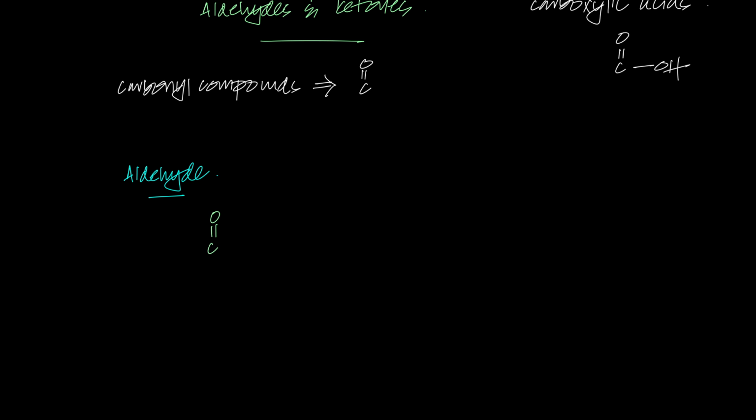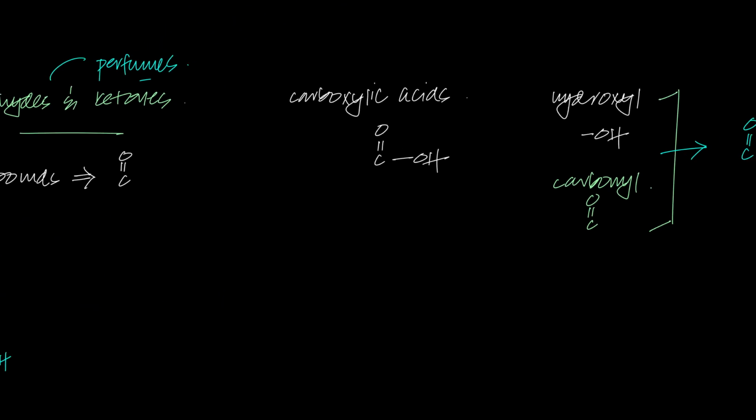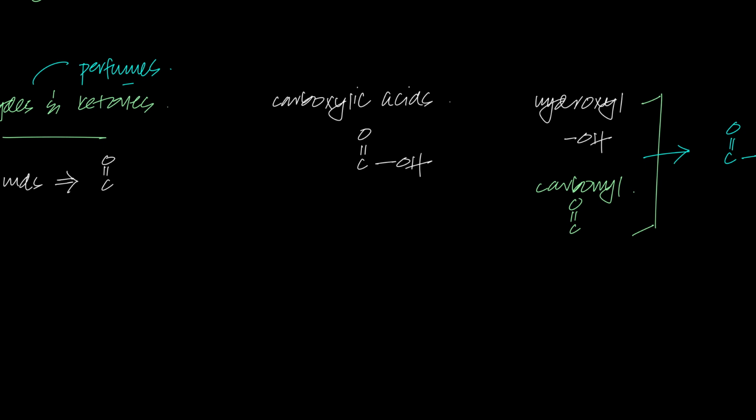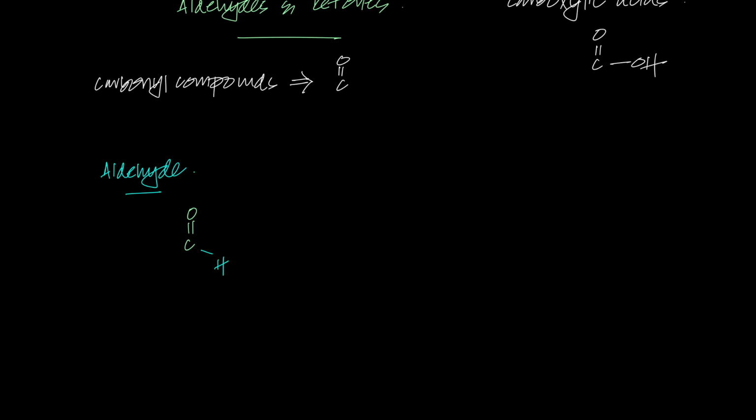But the beauty for an aldehyde is that an aldehyde has the carbonyl group of atoms, but it will always have this H right here. It'll always have the carbonyl group of atoms bonded to H. Unlike in carboxylic acid, where the carbonyl group of atoms is bonded to the OH, right? Unlike this, in aldehydes, the carbonyl group of atoms is bonded to H.